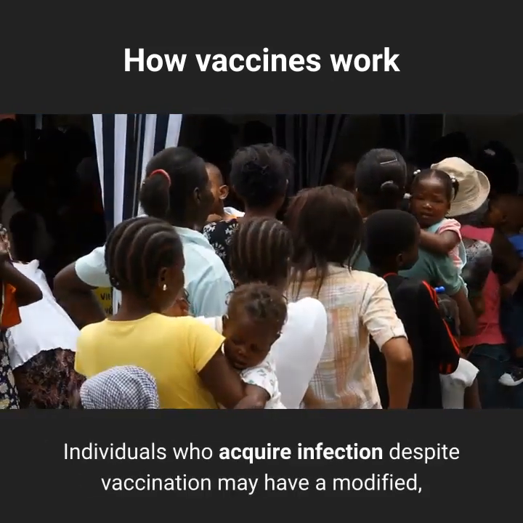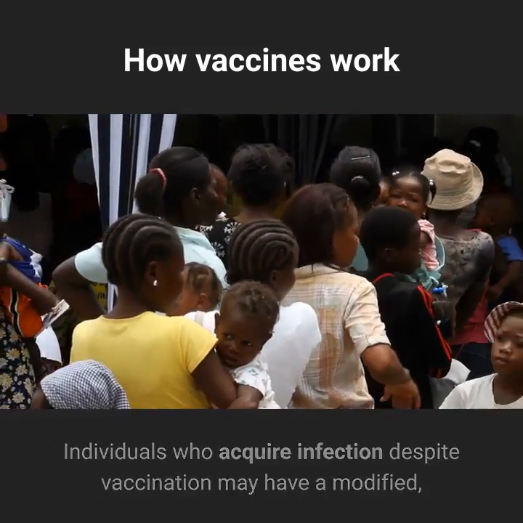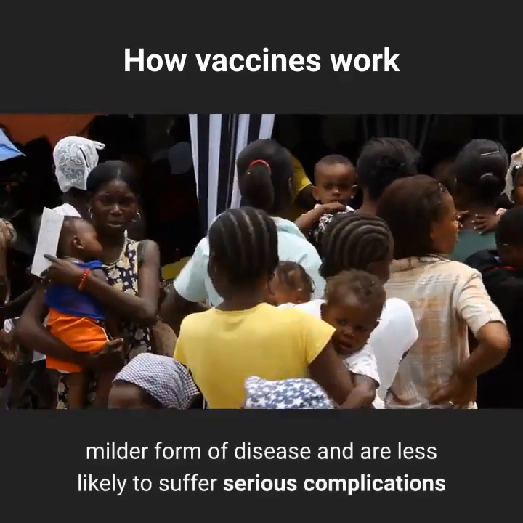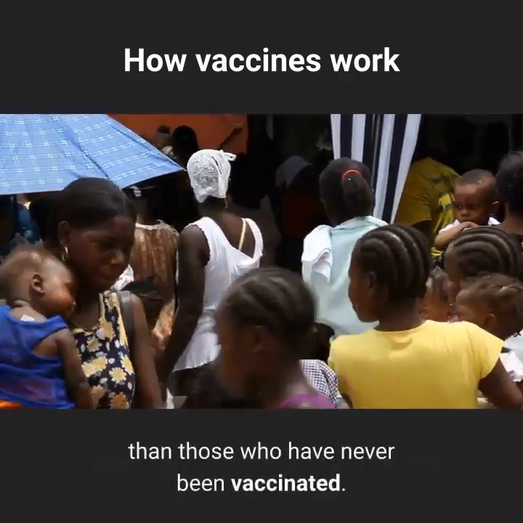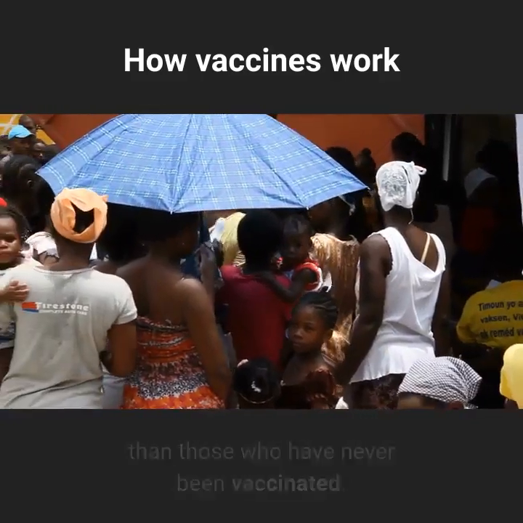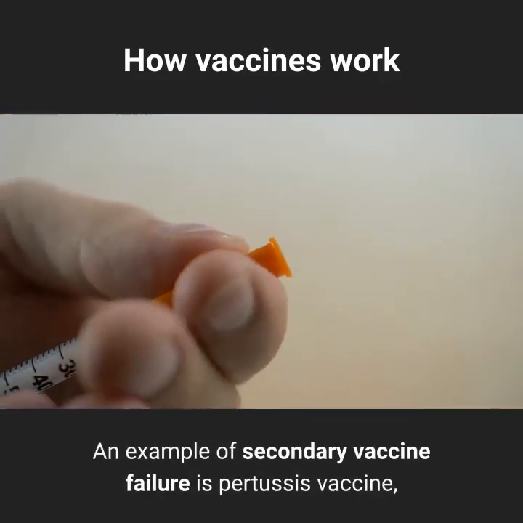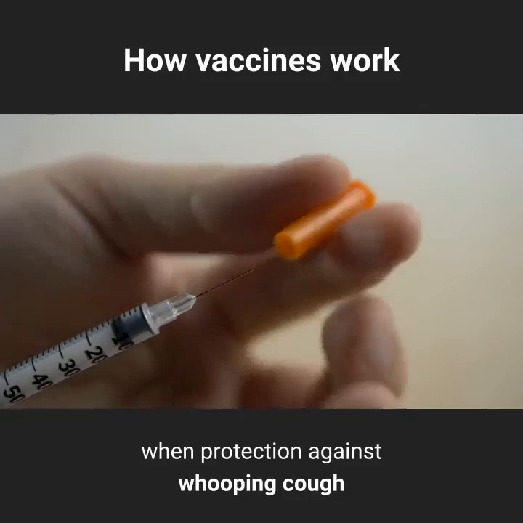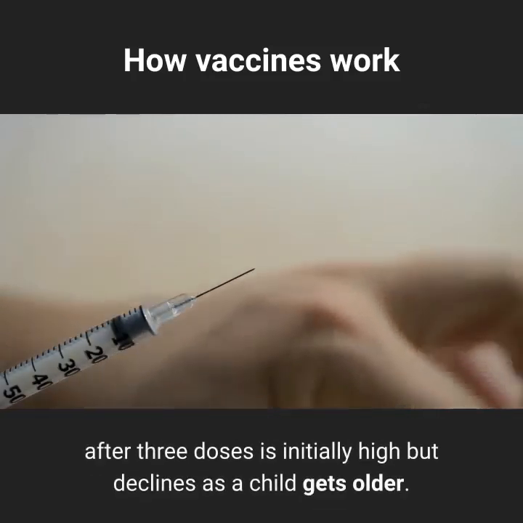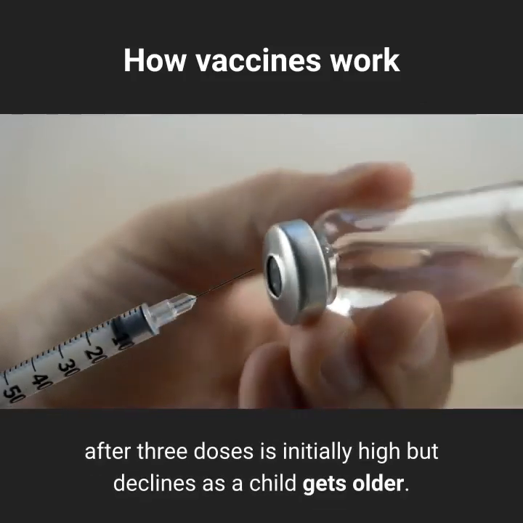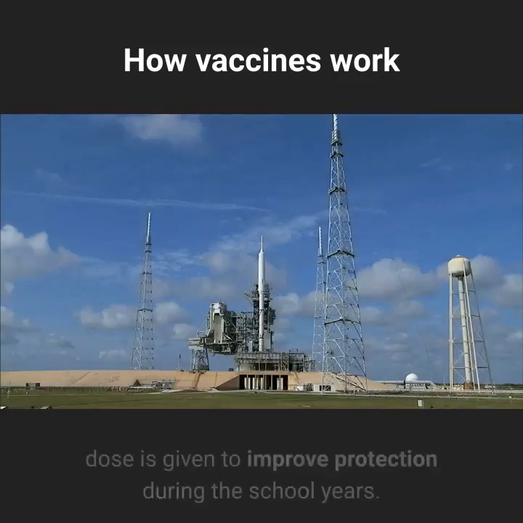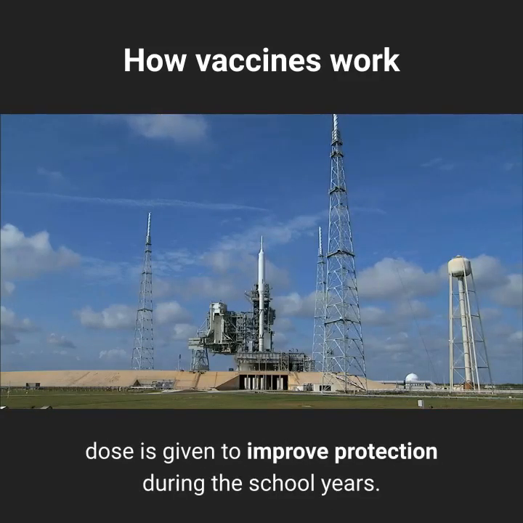Individuals who acquire infection despite vaccination may have a modified, milder form of disease and are less likely to suffer serious complications than those who have never been vaccinated. An example of secondary vaccine failure is pertussis vaccine, when protection against whooping cough after 3 doses is initially high but declines as a child gets older. A 4th booster dose is given to improve protection during the school years.